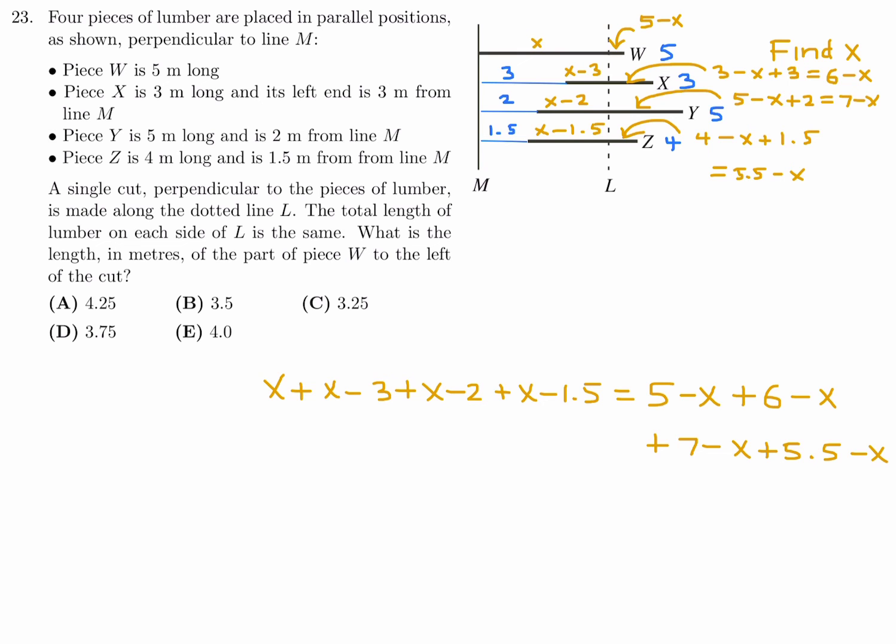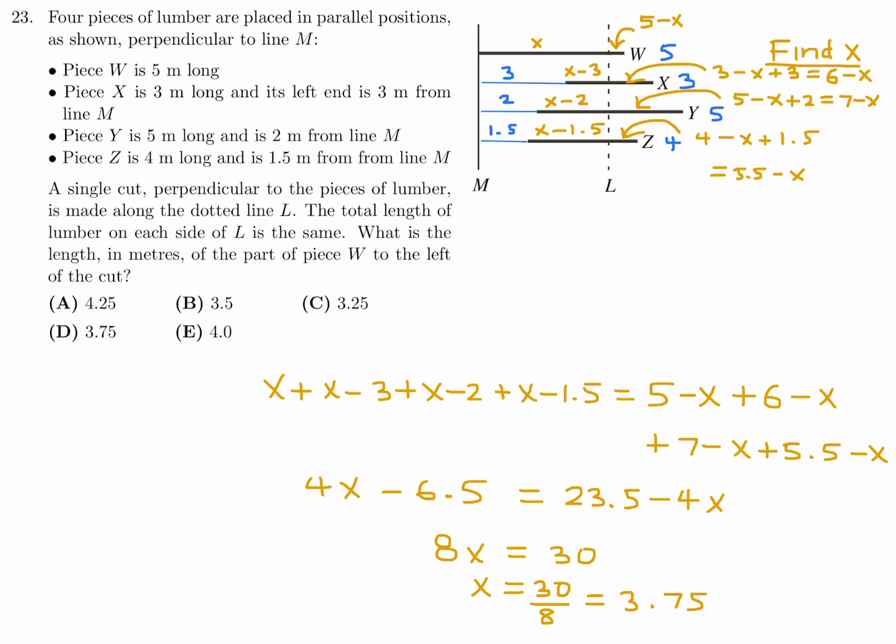All right, now it becomes just straight algebra. Adding this, we get 4x minus 6.5. And on this side, we get 23.5 minus 4x. Bringing it over, 8x is equal to 30, and therefore x is equal to 30 over 8. And 30 over 8 is 3.75. So there you go. That's what they wanted. 3.75 is what they wanted. Find x. So number 23, the answer is D.